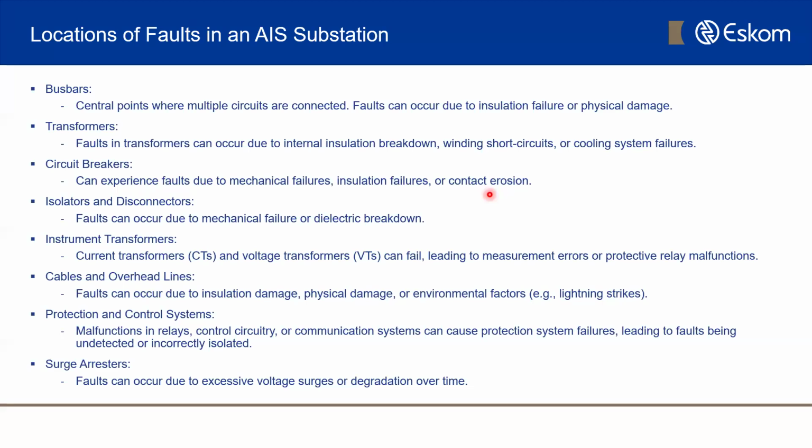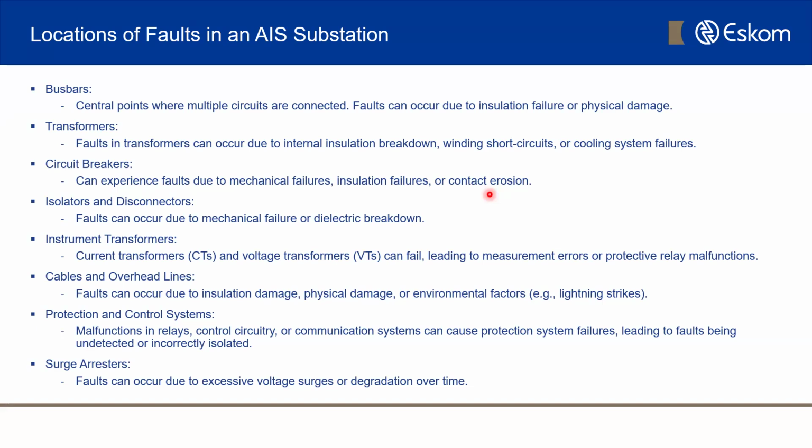Then we move over to cables and overhead lines. The faults here occur mainly due to insulation damage or physical damage. However, especially in the Highveld area, we have a lot of lightning strikes. So the environmental factor of increased current in the system comes from lightning strikes. However, insulation damage or physical damage is quite a significant issue as well. It's not for our discussion. Our discussion will mainly be on the bus bar itself.